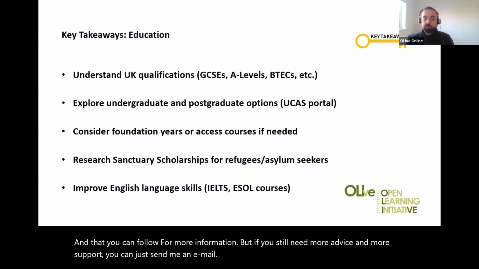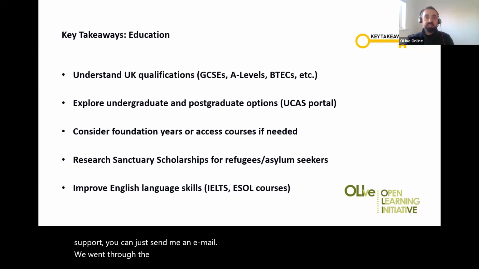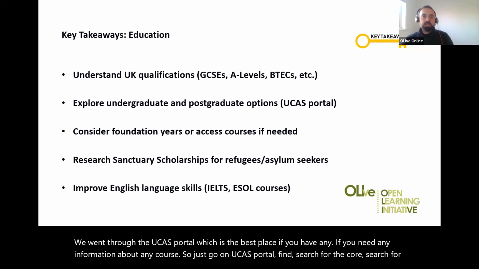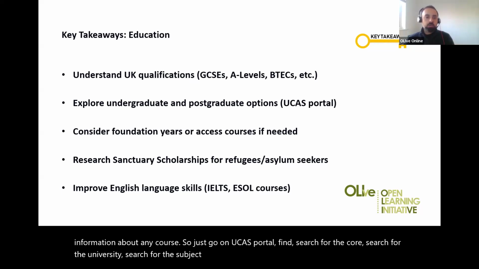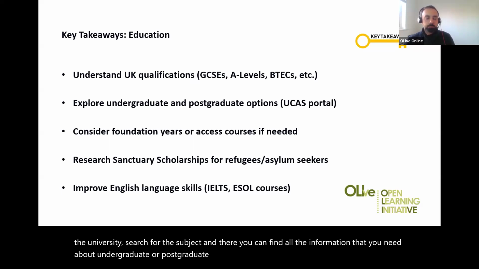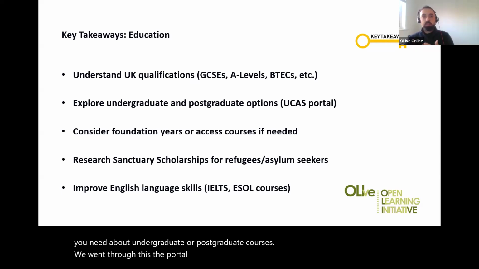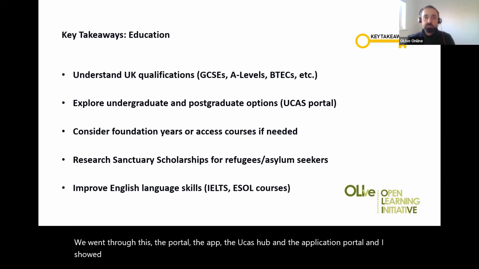We went through the UCAS portal, which is the best place if you need any information about any course. So just go on the UCAS portal, search for the course, the university, or the subject, and there you can find all the information that you need about undergraduate or postgraduate courses. We went through the UCAS hub and the application portal, and I showed you the steps that you need to follow to submit your application.